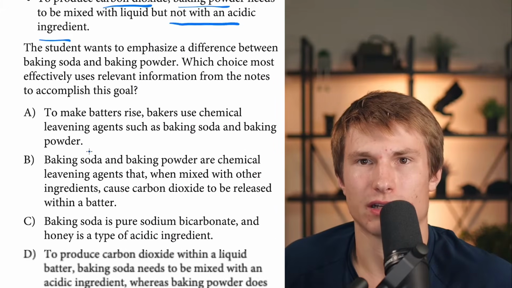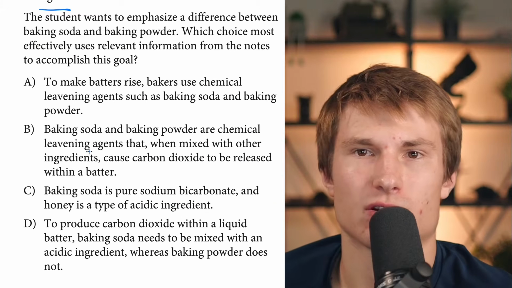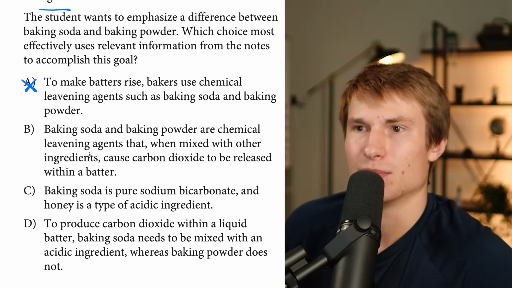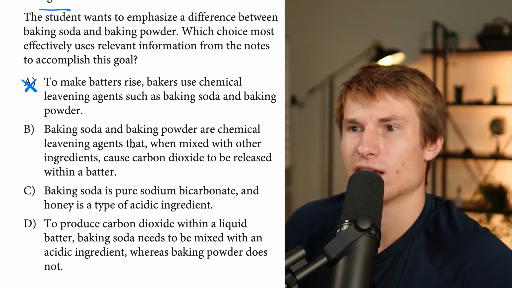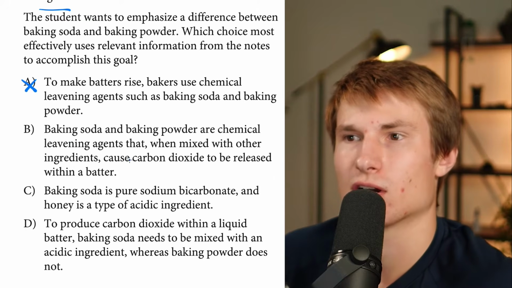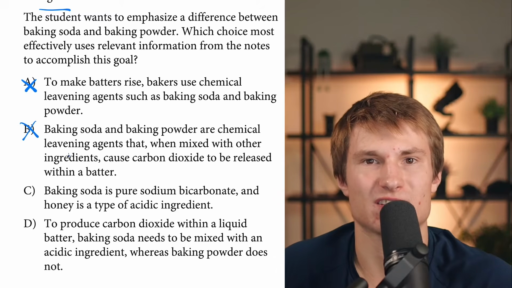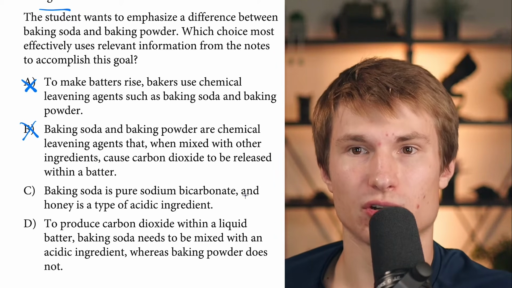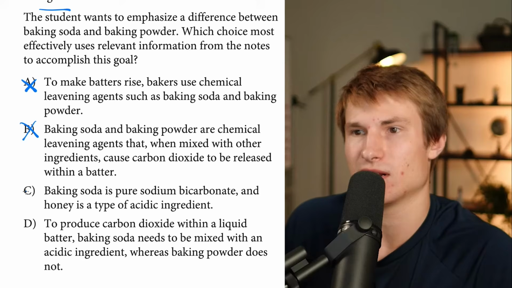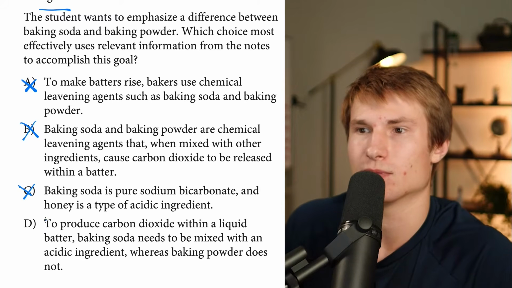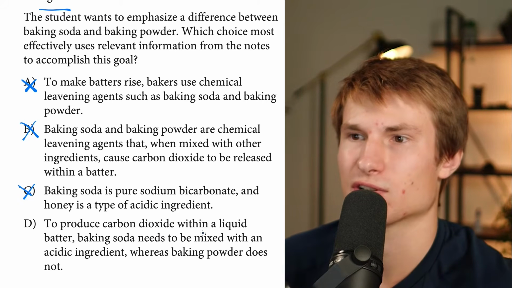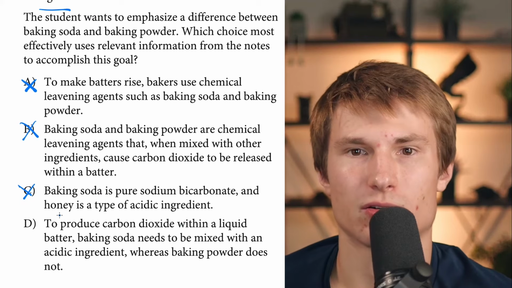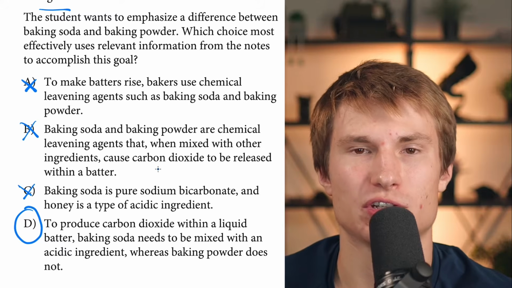Okay, so let's go ahead and take a look at this. We've got option A, to make batters rise, bakers use chemical leavening agents such as these two. That's not talking about the differences. We got B, baking soda and baking powder are chemical leavening agents that when mixed with other ingredients cause carbon dioxide to be released within a batter. That's not emphasizing the differences. We have C, baking soda is a pure sodium bicarbonate and honey is a type of acidic ingredient. That's not comparing baking soda and baking powder. We have D, to produce carbon dioxide with a liquid batter, baking soda needs to be mixed with an acidic ingredient, whereas baking powder does not. Okay, that's emphasizing the difference between the two, so our answer would have to be D.